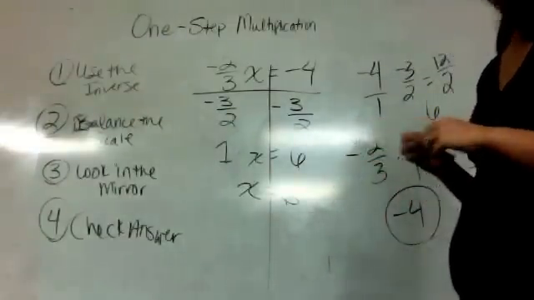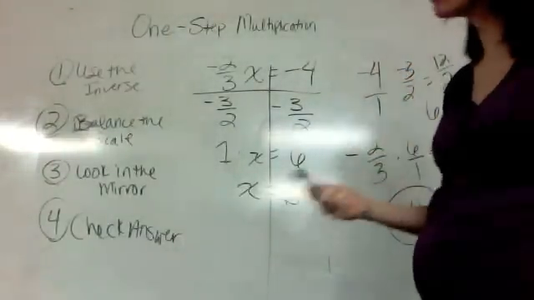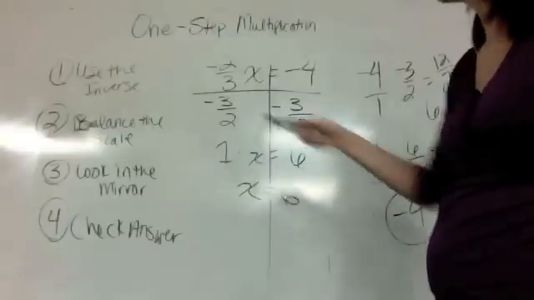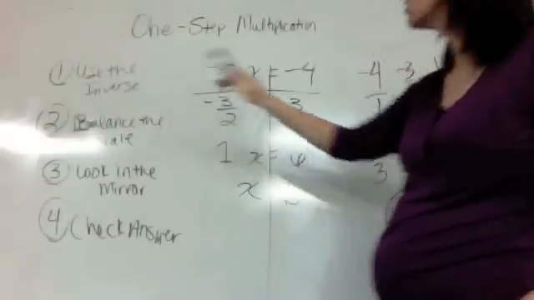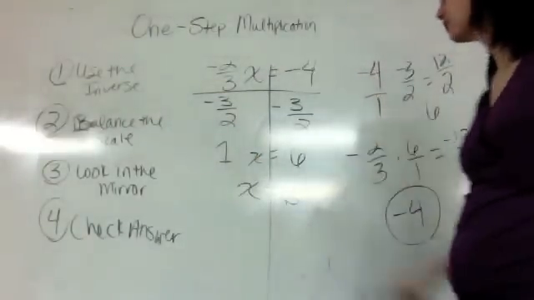So, as you'll notice, this is a lot the same as the one-step addition. You just have to remember that now you're doing multiplication. So, we're multiplying by the reciprocal. Our mirror, our identity is 1. And when we plug back in, we are multiplying.